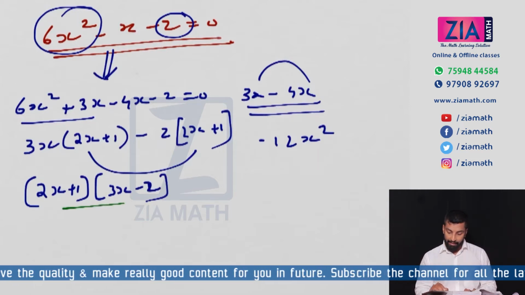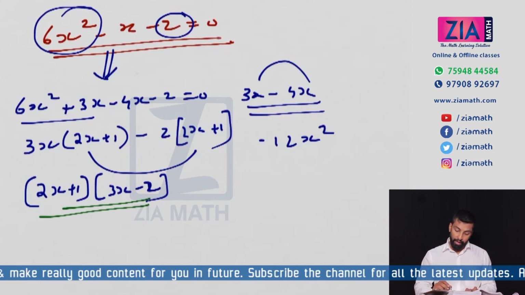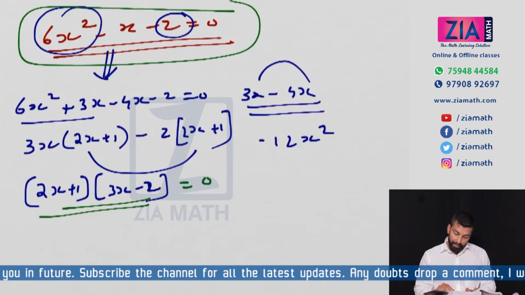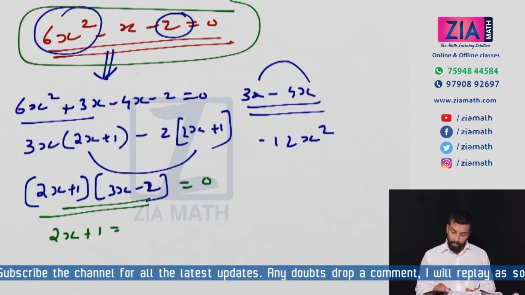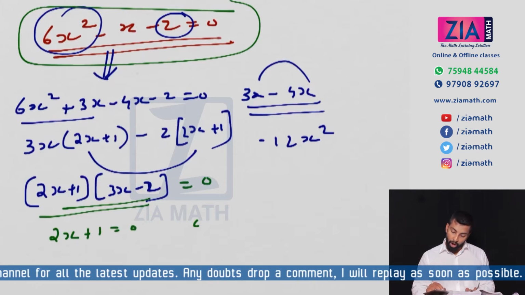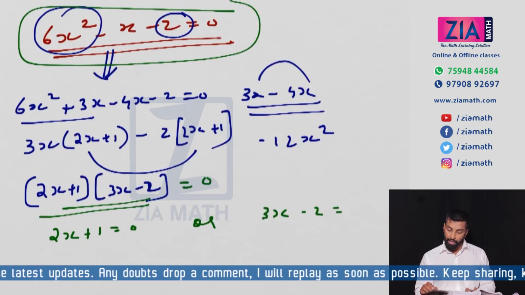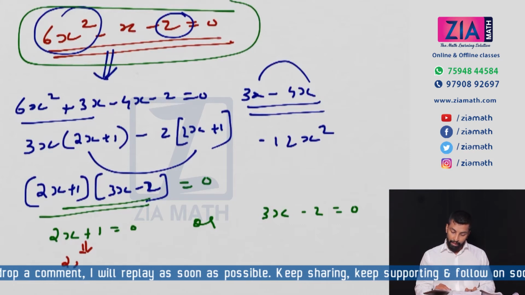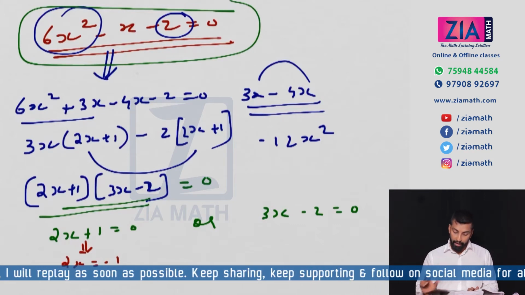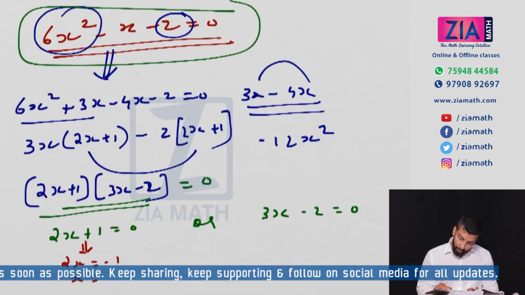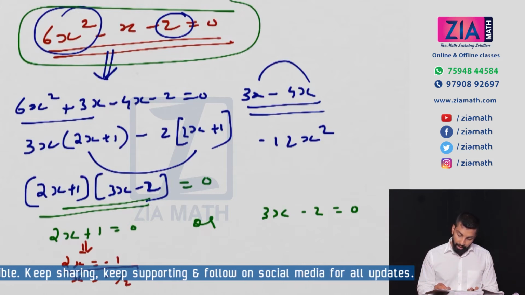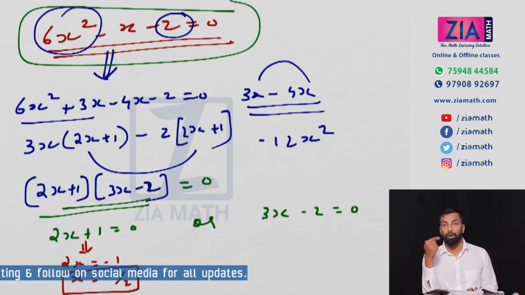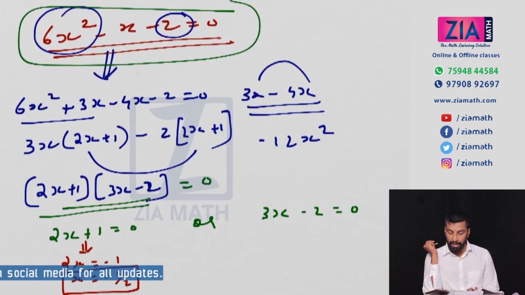So now you have factorized like this. If this needs to be 0, that is what is given, what is the condition? Either 2x plus 1 is equal to 0, or 3x minus 2 is equal to 0. Now if 2x plus 1 is equal to 0, 2x is equal to minus 1. So what is x? x is equal to minus 1 by 2. So one root of this equation is minus 1 by 2. That means one of the values of x which satisfies the given equation is minus 1 by 2.